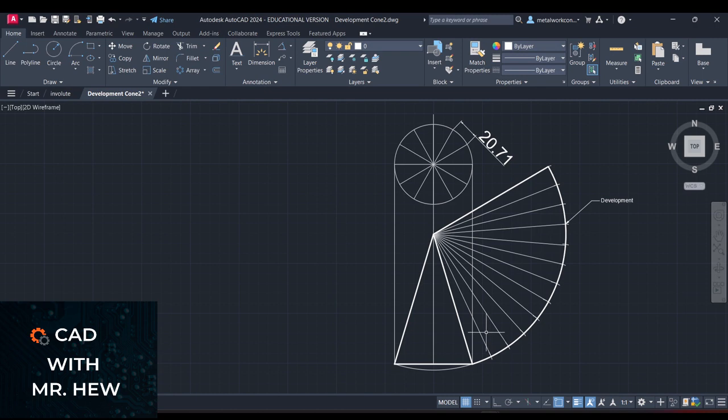So in today's video, we looked at development of the cone, and in the next video, we'll be looking at auxiliary projection.